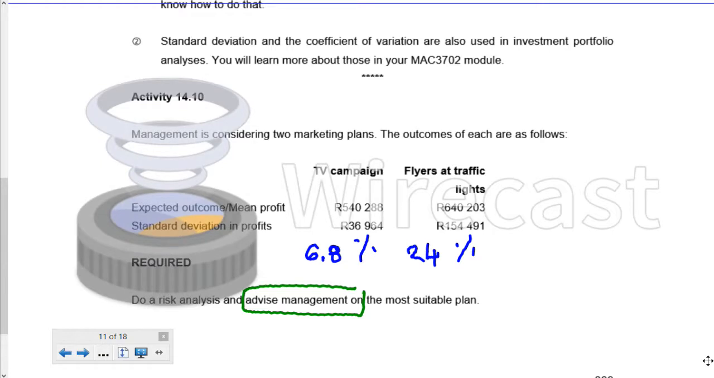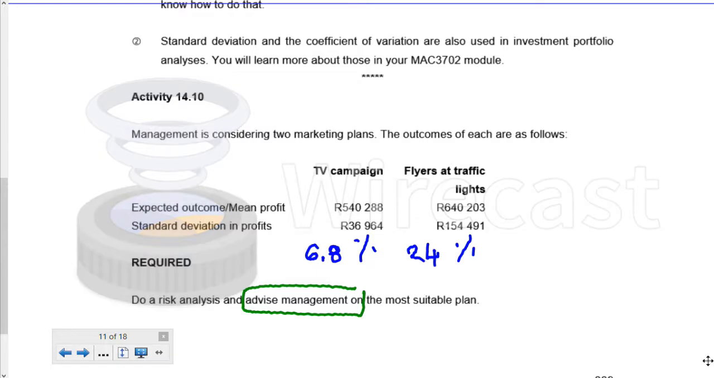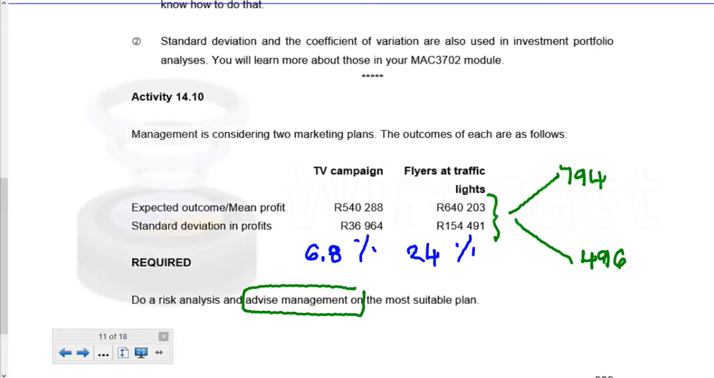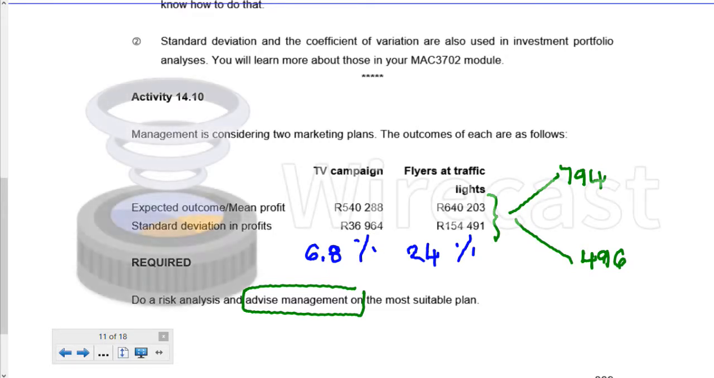Somebody else might say, no, you know what? This one is like 100,000 Rand more than that, plus the standard deviation is even more. So if I look at the maximum of this one, it is 640 plus 154, which is 794. That is the maximum that I could make there, isn't it? Whereas the minimum is 496 or something like that, isn't it? So somebody might look at it and say, no, you know what, I'm willing to take that chance and rather pick that one and take the higher risk. But it all depends on management's risk appetite.